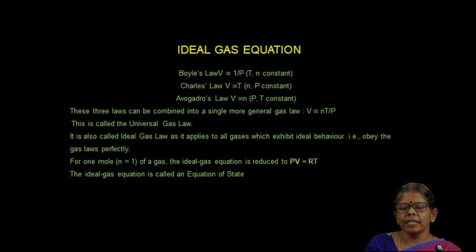For 1 mole of a gas, the value of n is equal to 1, therefore PV equals RT. For n moles of a gas, we can rearrange this equation as PV equals nRT. This ideal gas equation is otherwise termed the equation of state. Why is it called that? It involves all the state variables like pressure, volume as well as temperature, which are connected together with the universal gas constant.